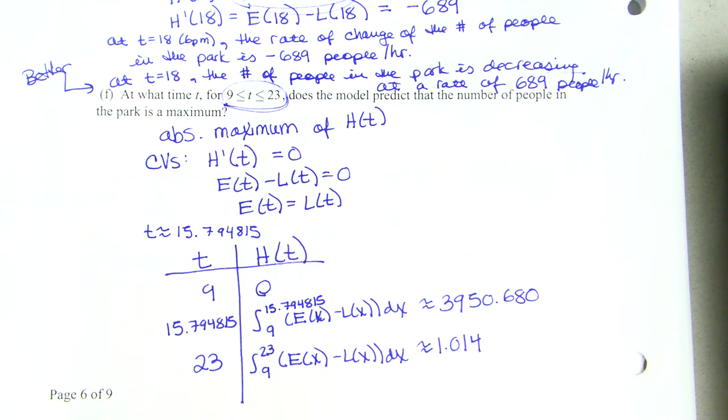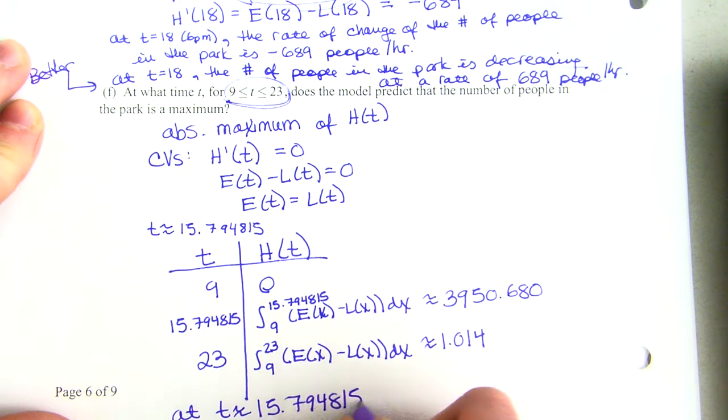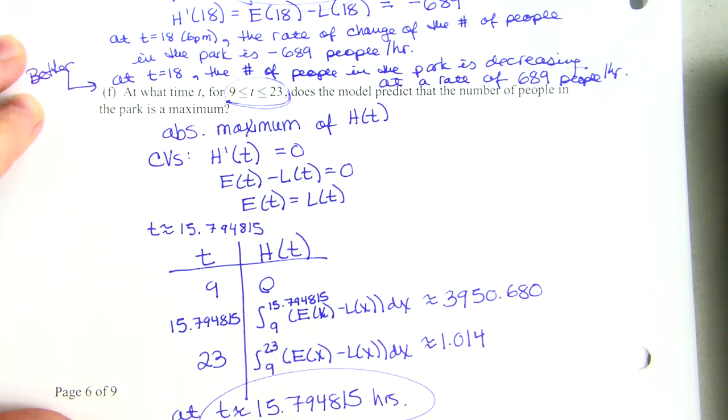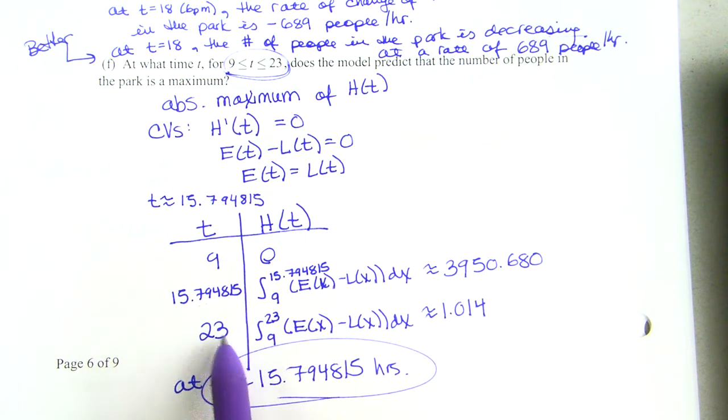However, when do I have the most people in the park? My absolute maximum occurs at t equals 15.794815 hours. If I asked you what is the absolute maximum number of people in the park, it's 3,951. I realize it may seem a little silly to go through all this candidates test work, since you probably know what's going to happen at that critical value rather than when it opens or when it closes, but this is required for your justification. And I'm going to show you another problem in a moment that requires this candidates test. You're going to see a few of those in the homework.